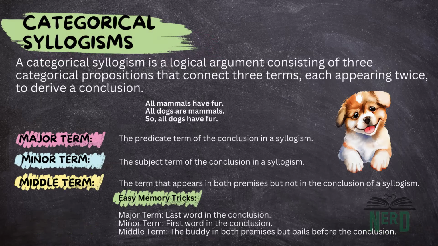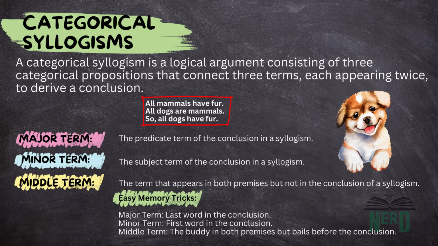Now let's discuss categorical syllogisms. Imagine a syllogism as a family dinner conversation that leads to a conclusion about who ate the last slice of pizza. It's basically an argument that uses 3 statements: 2 premises that lead us to one final conclusion. Let's break it down with pets and fur. Suppose we're talking about it: all mammals have fur. All dogs are mammals, so all dogs have fur.